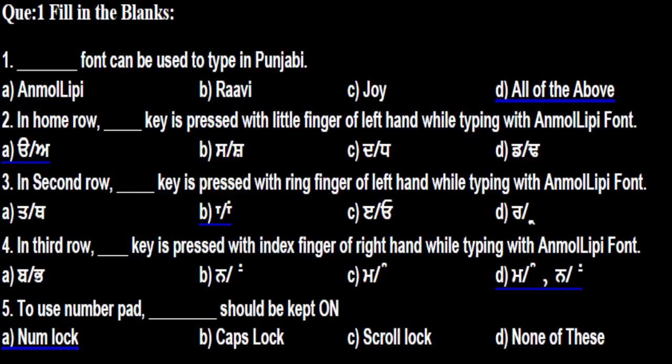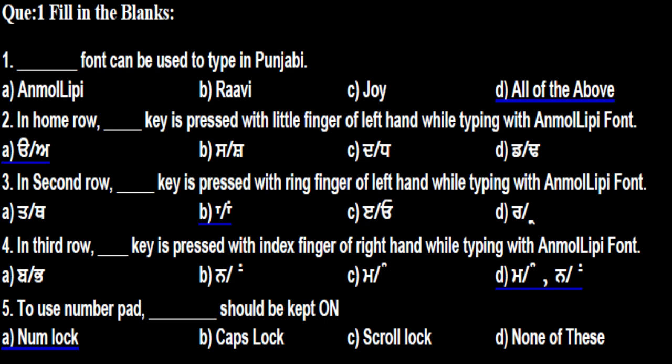So first blank: dash font can be used to type in Punjabi. Students, all of you know Anmol Lipi, Ravi, Joy, these are the Punjabi fonts. With the help of these we can write or type in Punjabi. Our options are A, Anmol Lipi, B, Ravi, C, Joy, and D, all of the above. So our right answer is D, all of the above.